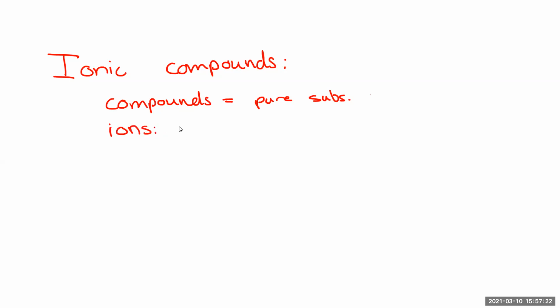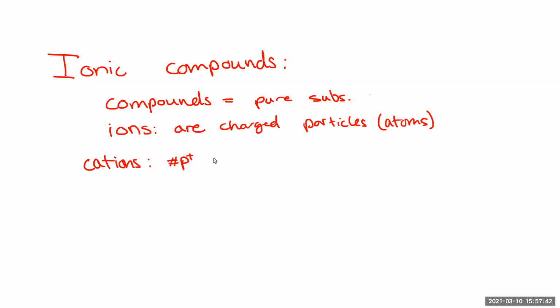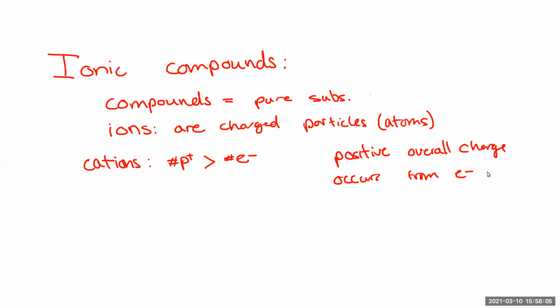Ions, of course, are charged particles, specifically charged atoms. Okay, and there are two classes of these. There are cations, which occur when the number of protons inside that nucleus are greater than the number of electrons outside that nucleus, meaning therefore that you have a positive overall charge. And this occurs from electron loss.